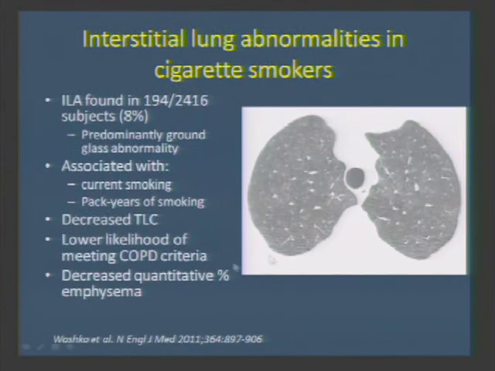This was a paper from the New England Journal last year. We looked at 2,400 cases of this in the COPD gene study. We actually found 194, 8% of this population had some sort of interstitial abnormality, usually ground glass abnormality. Clearly it was related to current smoking and pack years. They actually were less likely to have COPD, more likely to have a restrictive physiology. So it is a common finding in people who are cigarette smokers.